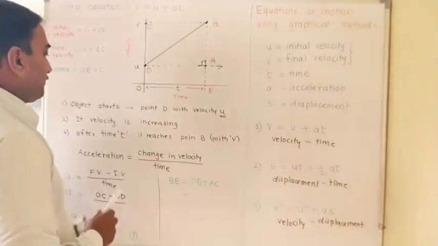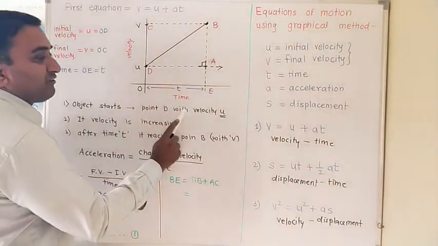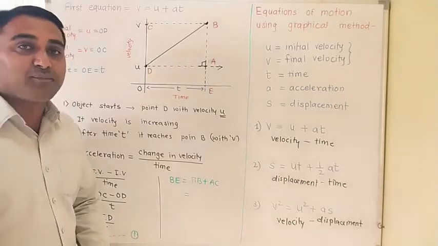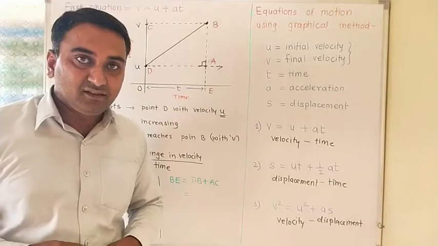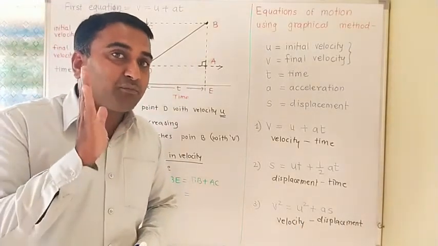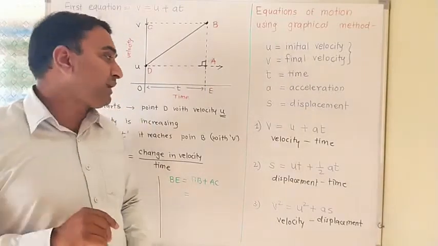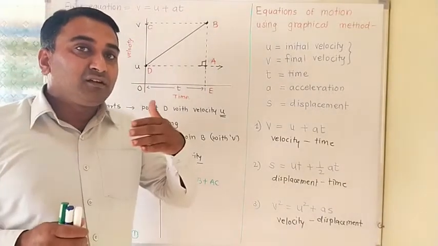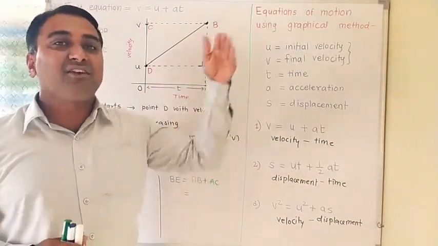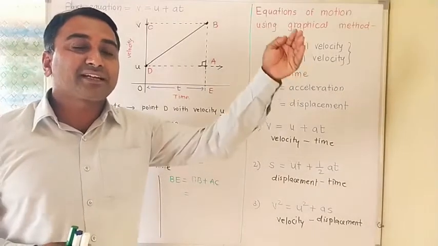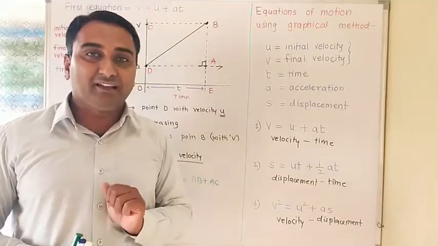See, first of all, the object starts from point D with the initial velocity u. Suppose a car or any object is traveling on a straight line. When we start to measure the velocity, that is the initial velocity, we represent it by u. Then speed is increasing, that means velocity is increasing. By increasing the velocity, the object reaches, after time t, the velocity v, that is the final velocity.